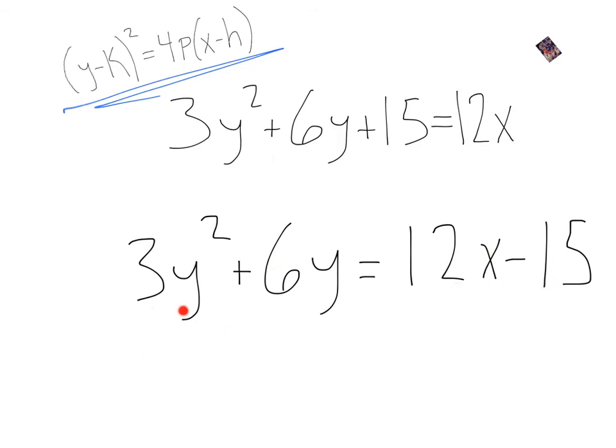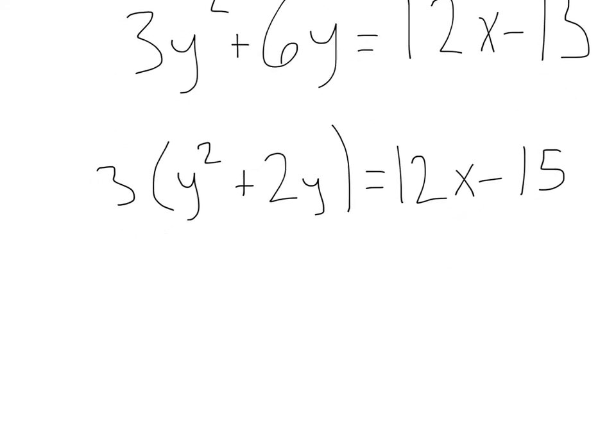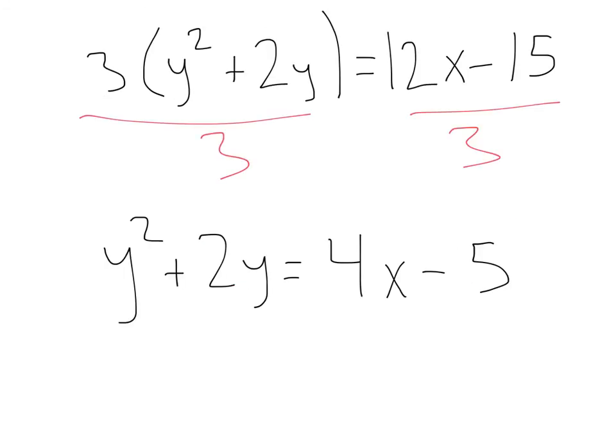Next, we need a coefficient of 1 here. It looks like we can factor out this 3. That'll leave us with 3 times (y squared plus 2y) equals 12x minus 15. We need to get that 3 over to the other side, so let's go ahead and just divide both sides by 3. That's going to give us y squared plus 2y, because these 3's cancel out, equals 4x minus 5, because this 3 is going to have to cancel with each of these, right? 12 over 3 is going to be 4x. 15 over 3 is going to be 5, leaving us with y squared plus 2y equals 4x minus 5.